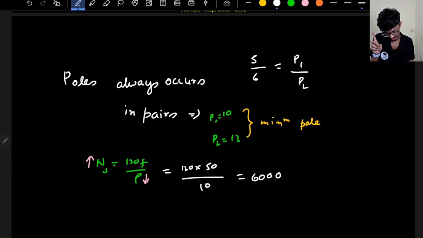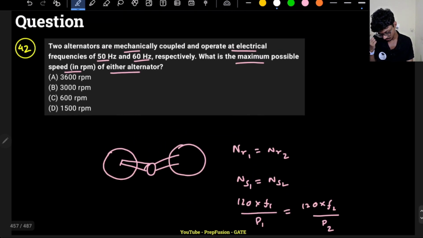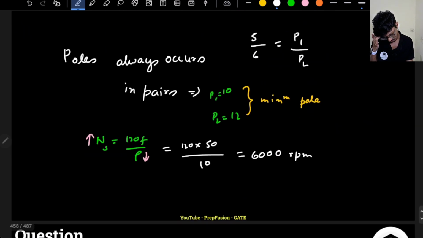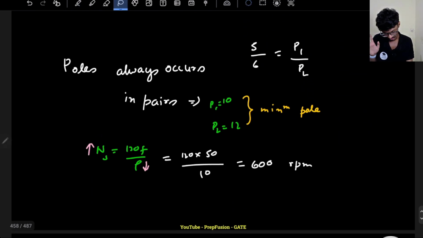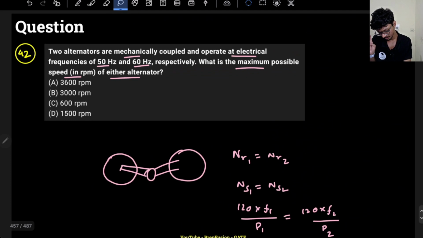Am I correct? Sorry, 6000 rpm. Okay, because I have another 0, so it will be 6000 rpm. Sorry, am I correct here? Sorry, this is 600 rpm. What am I doing? 600 rpm only. So 600 rpm will be the answer for this particular question.